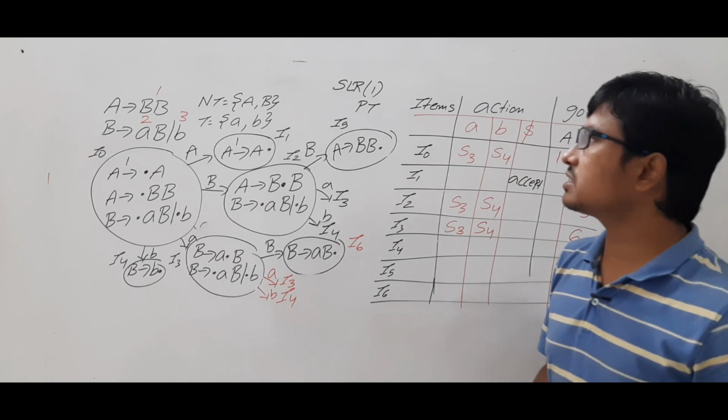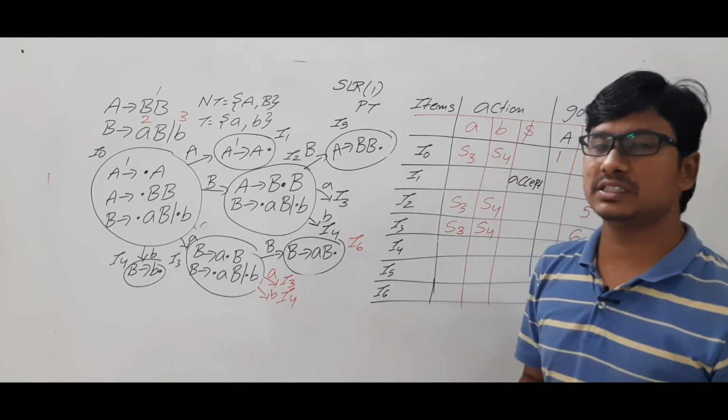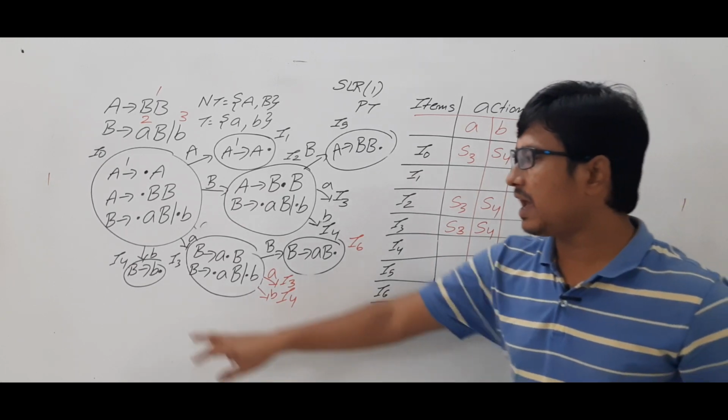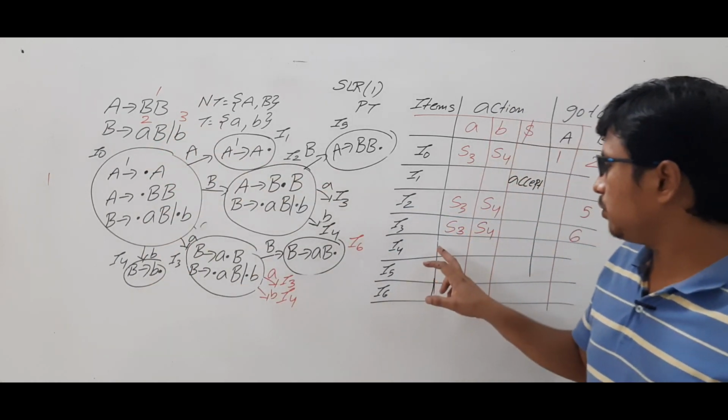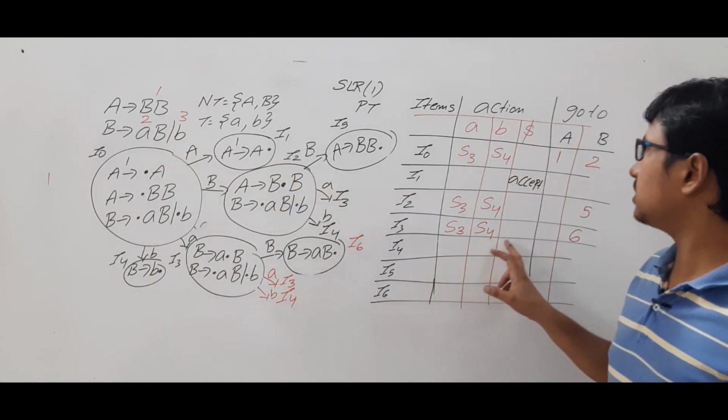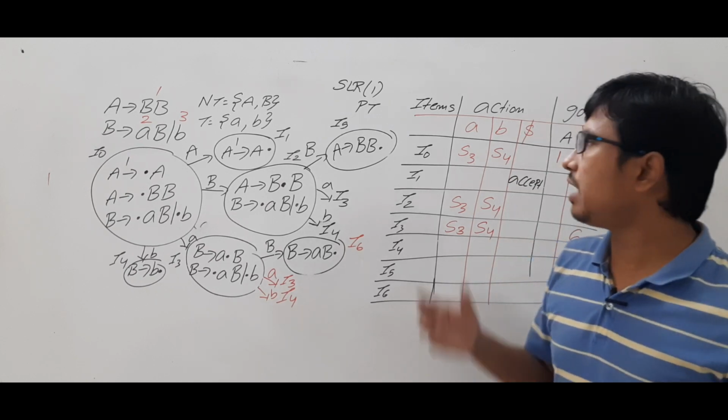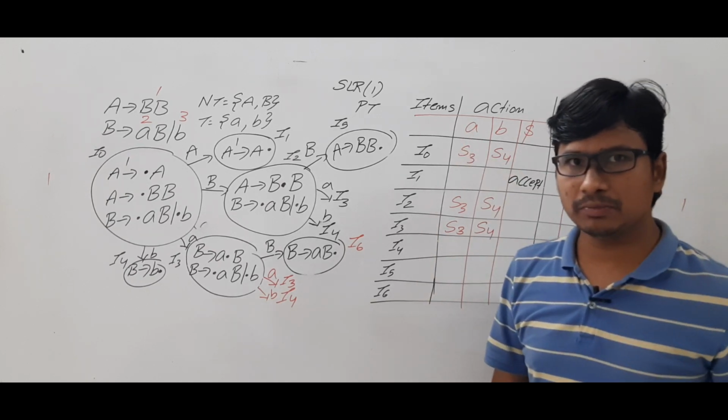Let me discuss. If it is LR0 parsing table, what would I have done? As it is a reduced move, the production number is 3. I would have written R3, R3, R3 in the action part. Will you agree with me or not?